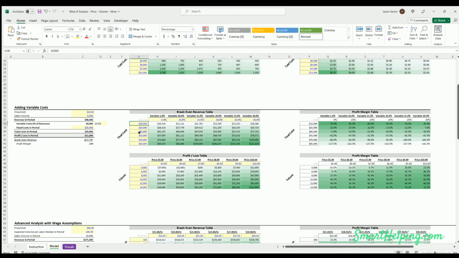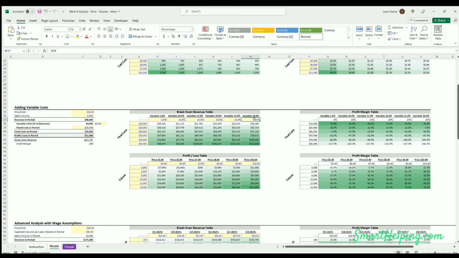And then fixed costs would be more like overheads, managers. It could be labor, it depends on the labor. If you need more labor to scale more units, then that would be part of variable. But if it's like administrative staff, you know, bookkeeping, then that's not going to scale. So those would just be fixed costs. And then again, you can see your break-even revenue.